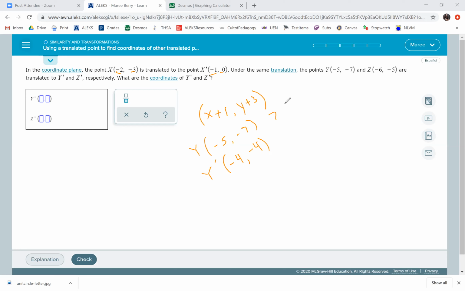Then for z, we have (-6, -5). So z prime, we have to do -6 plus 1 is -5, and -5 plus 3 is -2. So those should be our new points. Let's see if we've got it. So -4, tab, -4, tab, -5, tab, -2.